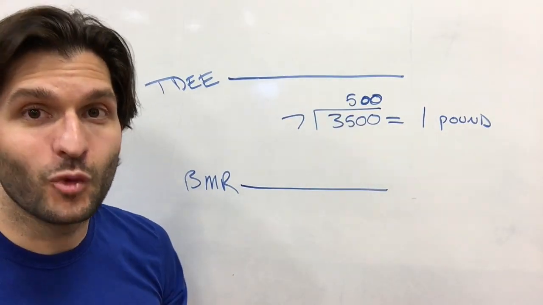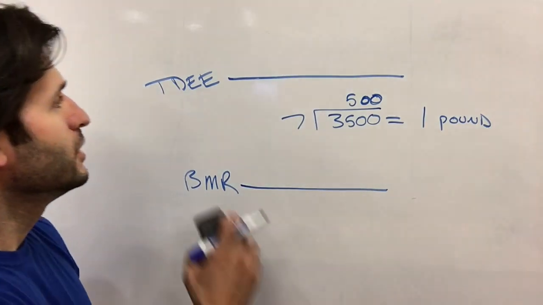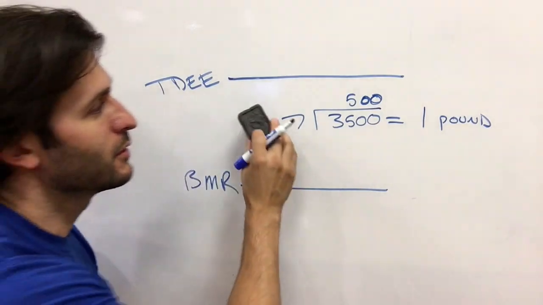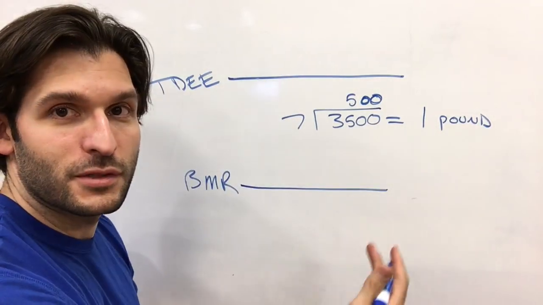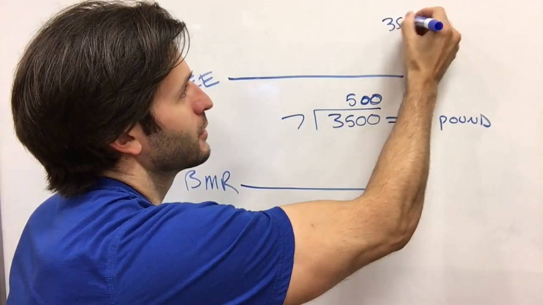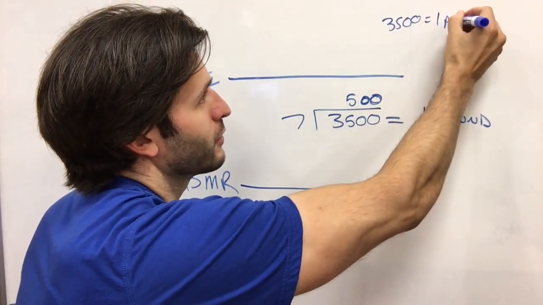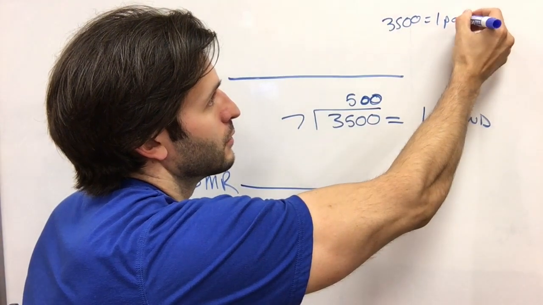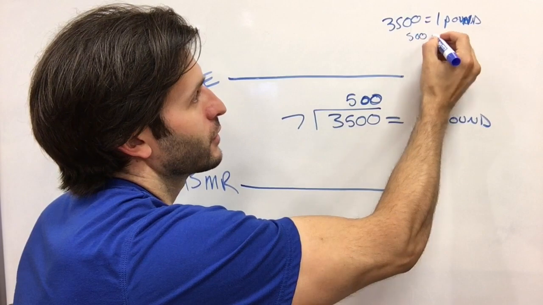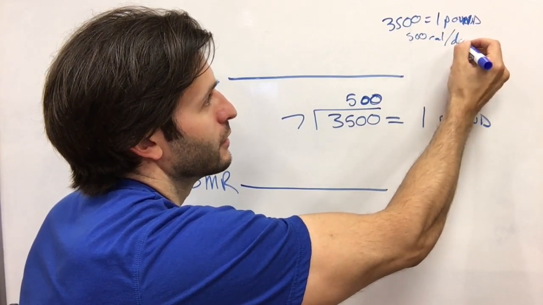Now, decreasing it from what? Well, you would be decreasing it based off of the total daily energy expenditure. You'd be decreasing it off of this number. So let's put some sample numbers in here just so we can see what's going on. And I'm going to keep this up here in the corner. 3,500 equals 1 pound. There we go. I messed that up. That's fine. That means 500 calories a day.